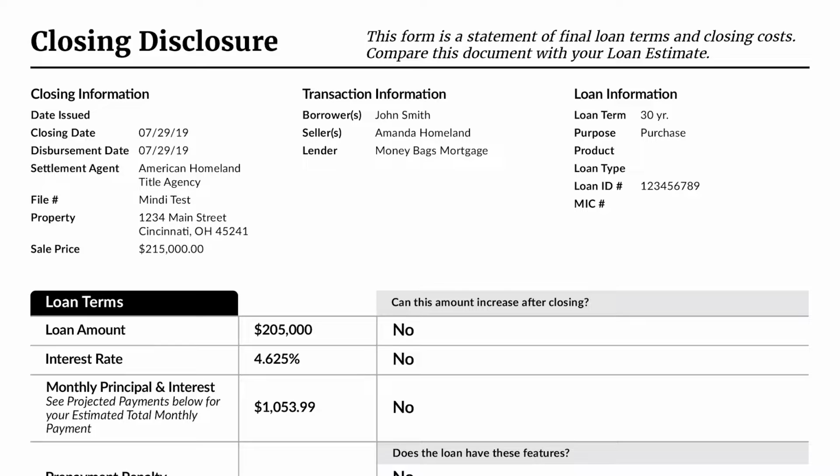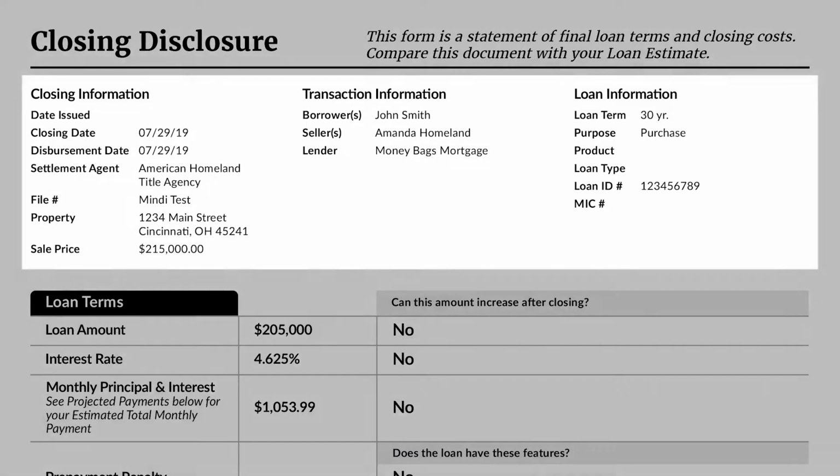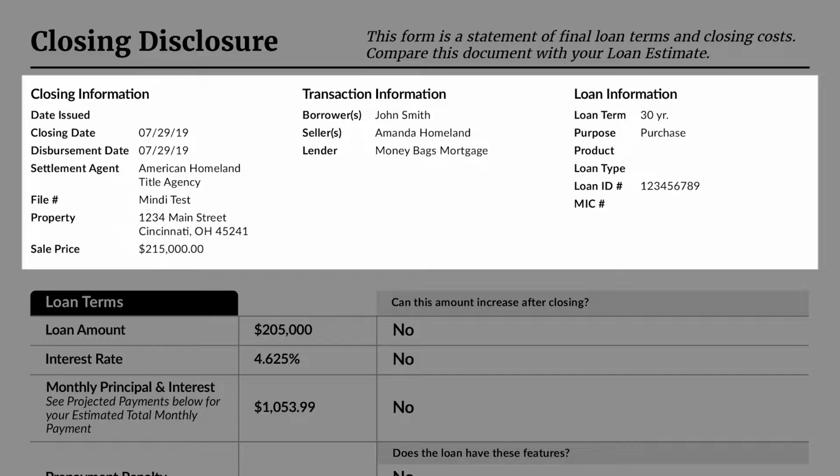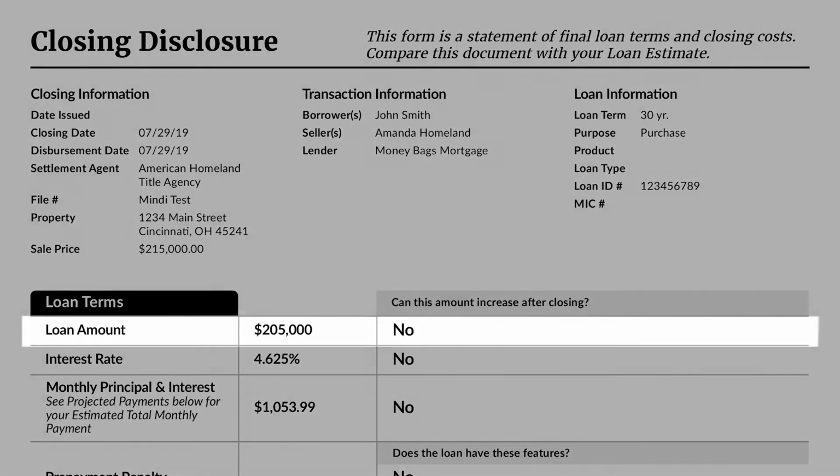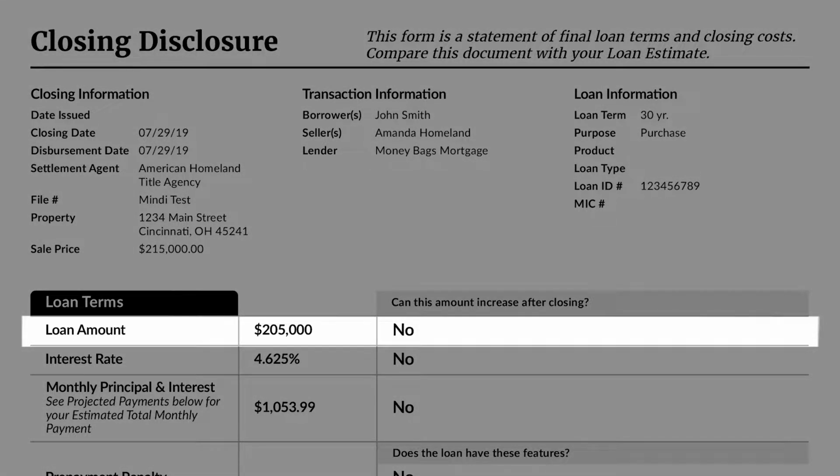When you look at the closing disclosure, at the top you're going to have some basic information. It's going to talk about the closing date, who the settlement agent is, file number, property address, sales price, and who the buyer is, and who the seller is, and who the lender is. So basic information. When you get to the first number, it's going to talk about the loan amount. It's going to talk about whether that loan amount can increase or not, and typically it's going to say no.